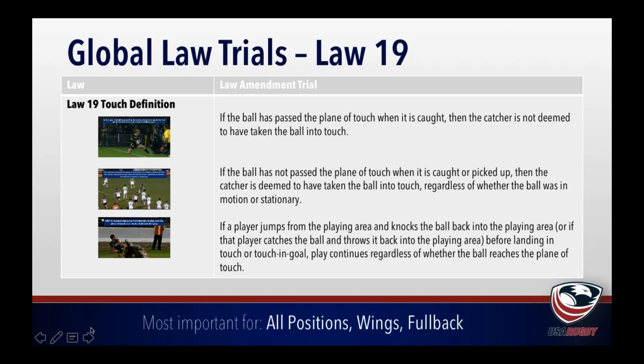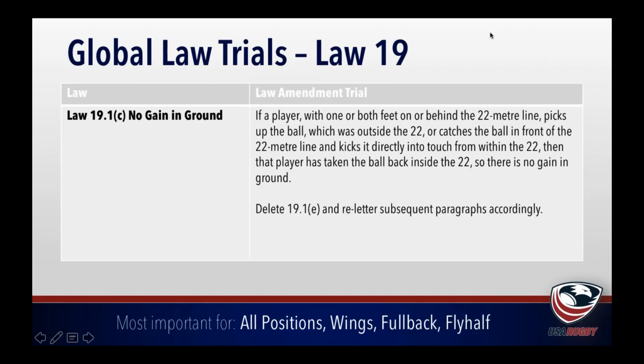All right, rolling forward. Okay, no gain in ground. So if a player with one or both feet on or behind the 22-meter line picks up the ball, which was outside the 22-meter line, then, of course, as they kick it forward, there's no gain in ground. This is the same idea as with the mark. If they pick a ball up that was outside that 22, even though it was rolling forward and they are inside, they are deemed to have brought the ball back. So same laws all around. This is kind of making everything the same, which is good for us.